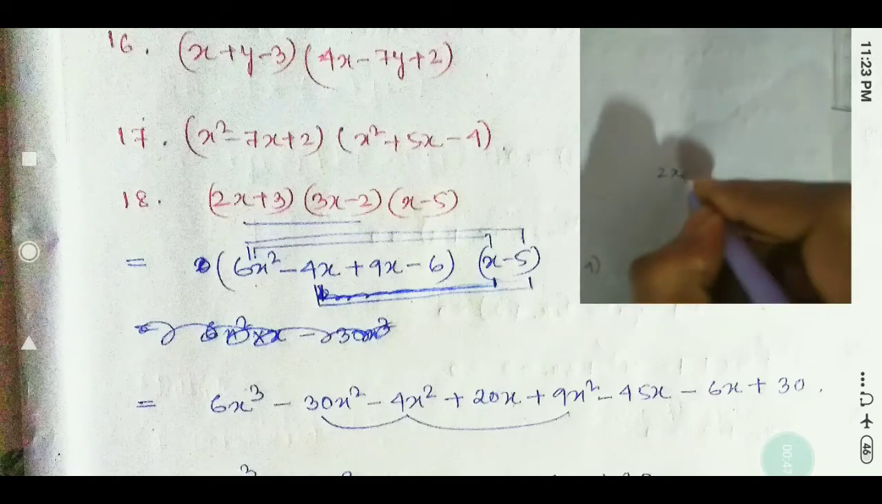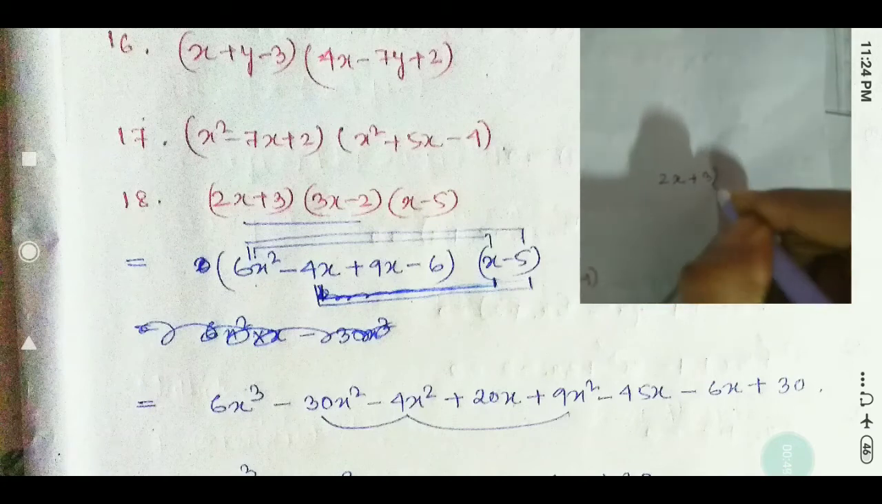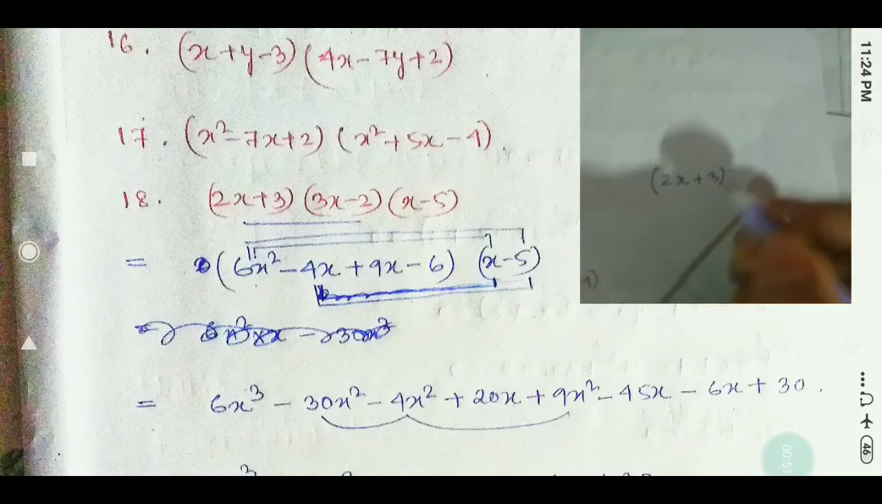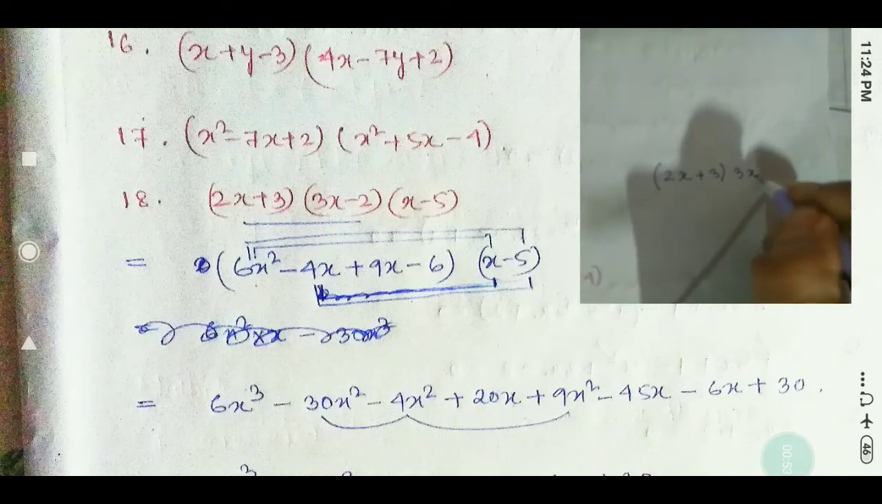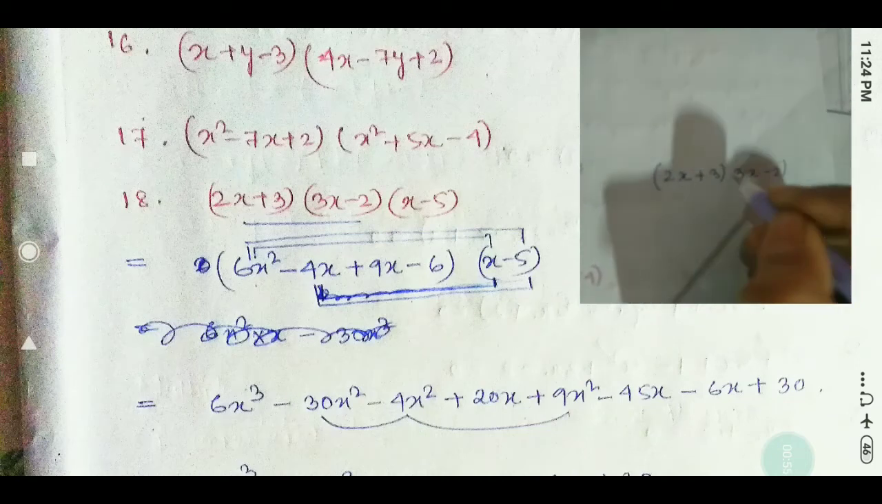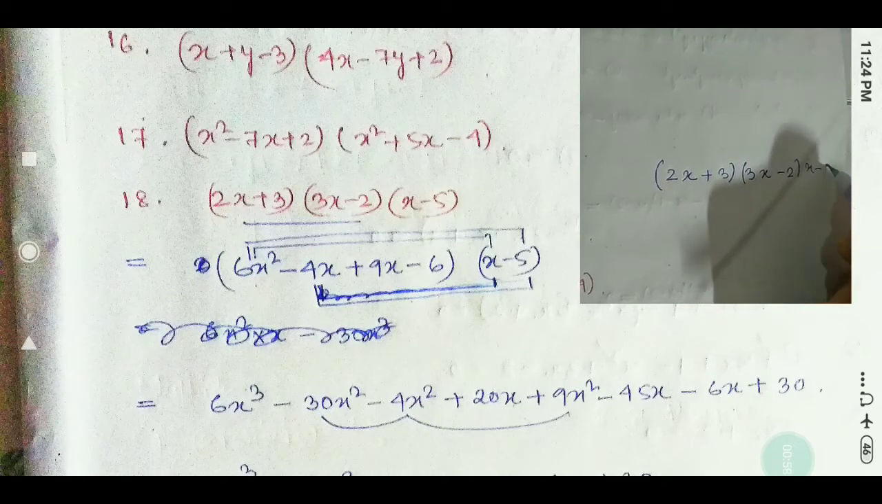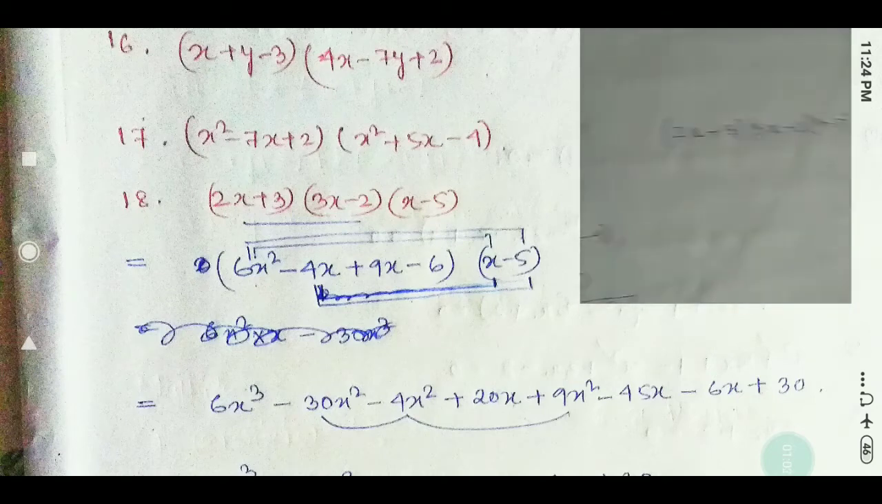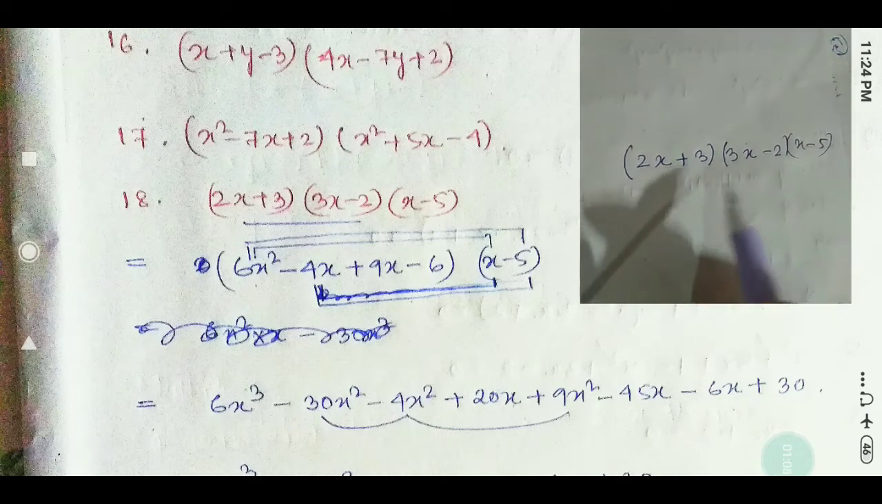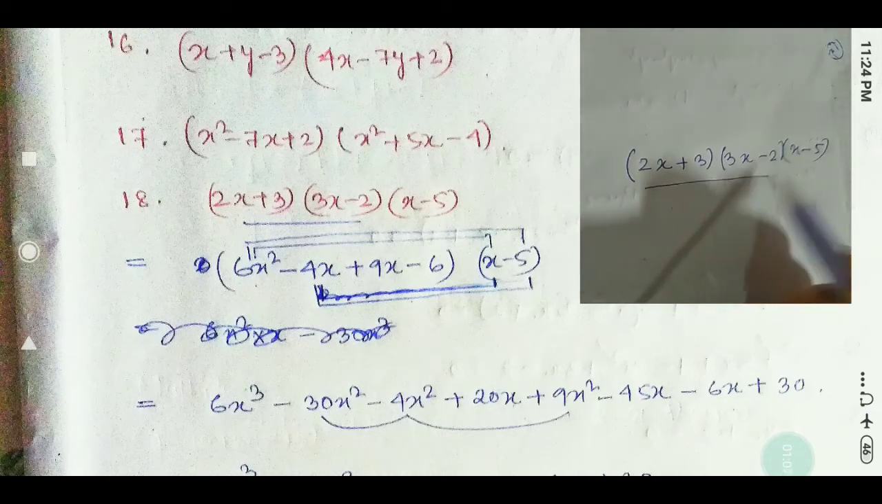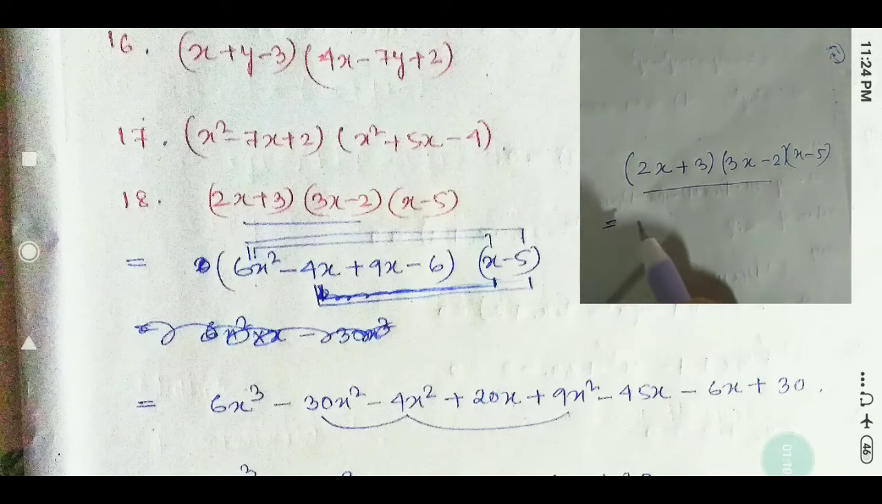Two x plus 3, 3x minus 2, then x minus 5. So you have to do multiplication. So first these two terms I will do the multiplications. Any two terms you can do multiplication.